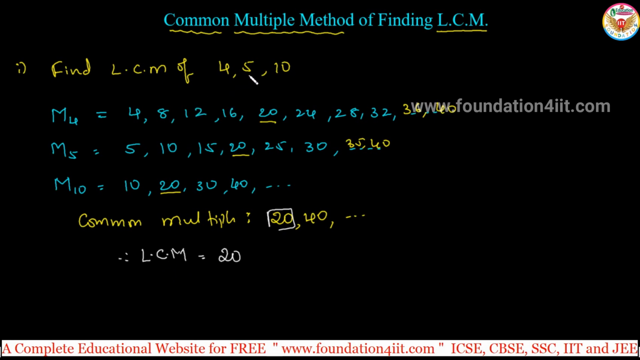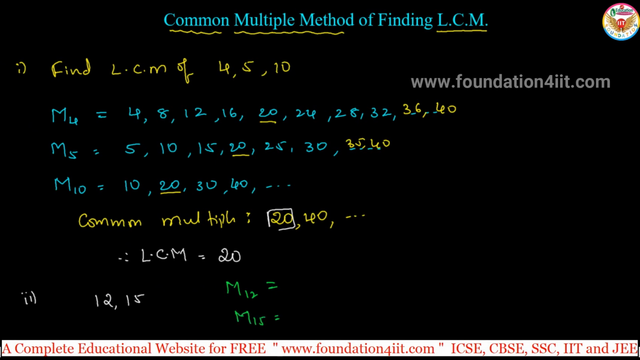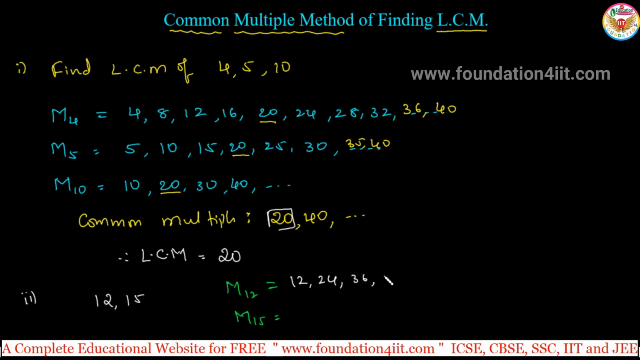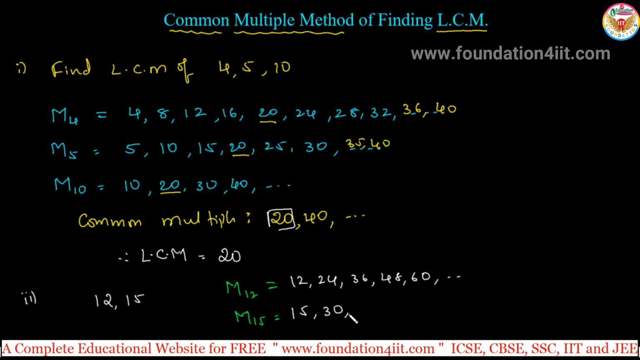Any numbers can be given, not only 3, even if it is 2 you can expect the same. So the question is only 12 and 15 are given. Find the LCM of these. Now take the multiples of 12 and multiples of 15. 12 multiples are 12, 24, 36, right? 48, 60 and so on. 15 multiples are 15, 30, 35. By writing the second number, just observe the previous ones.